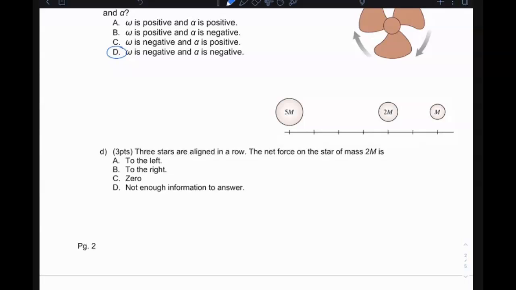In part D of question 1, 3 stars are aligned in a row. The net force on the star of mass 2m is to the left or to the right, or 0, or not enough information to answer. Well, we see that there is a force due to the 5m mass pulling it to the left, and a force due to the 1m mass pulling it to the right.